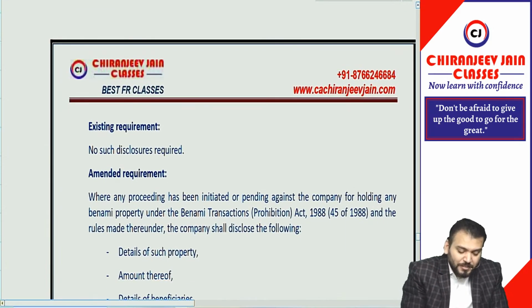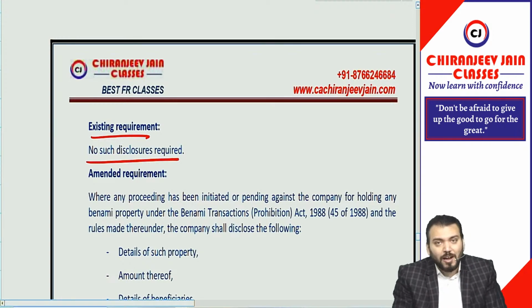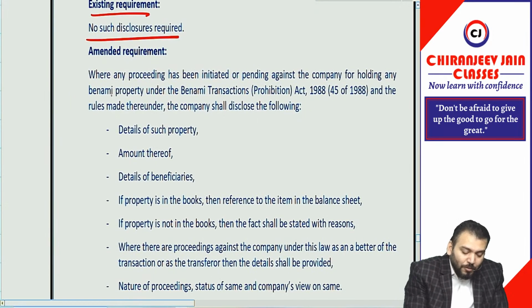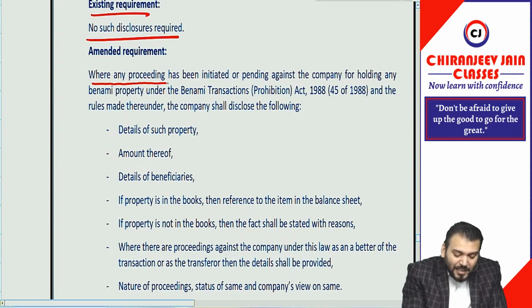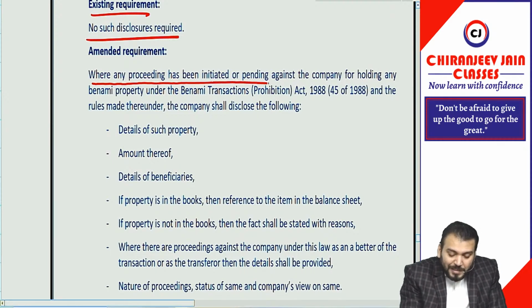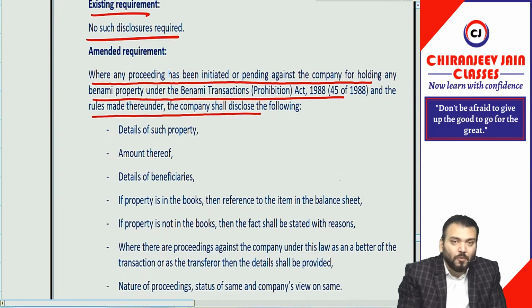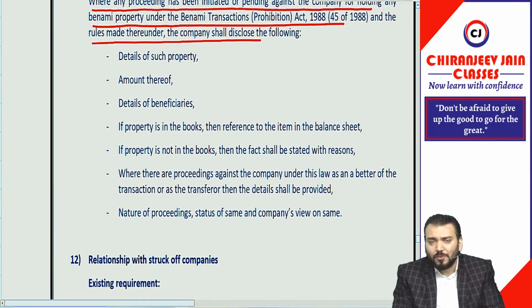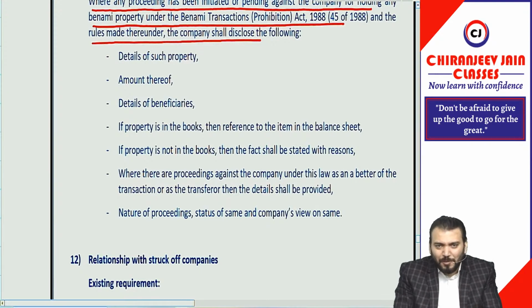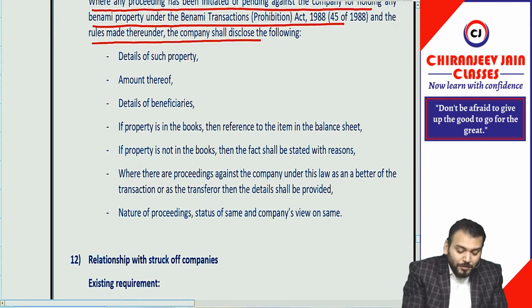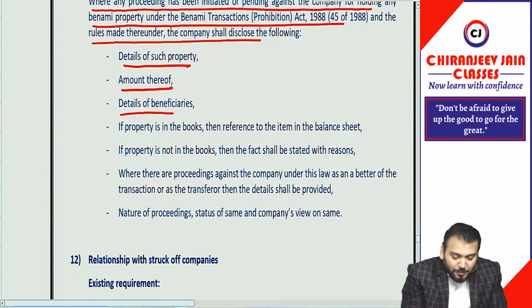Previously there was no disclosure required for benami property held, but now when any proceeding has been initiated or is pending against the company for holding any benami property under the Benami Transactions Prohibition Act and the rules made thereunder, the company shall disclose the following. However, I don't know whether this is important from the examination point of view, because this type of information might not be given in the examination question. But if given, we should write details of such property, amount thereof, details of any beneficiary.